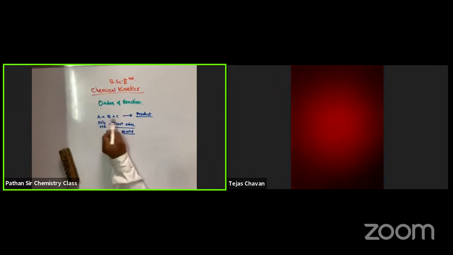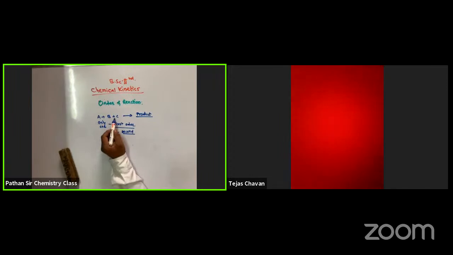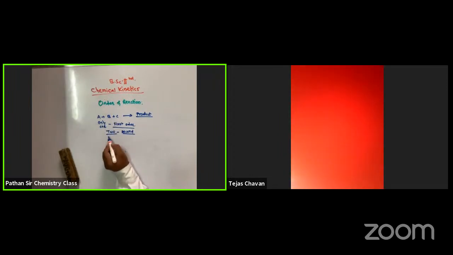And last, if all three are taking part, they are all affecting the rate of reaction, then that reaction is known as a third order reaction.